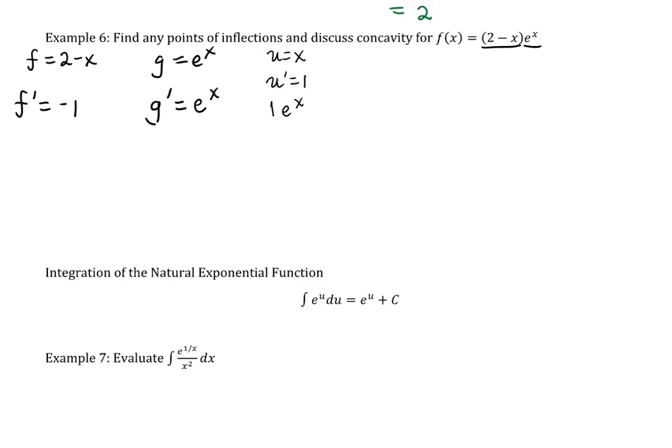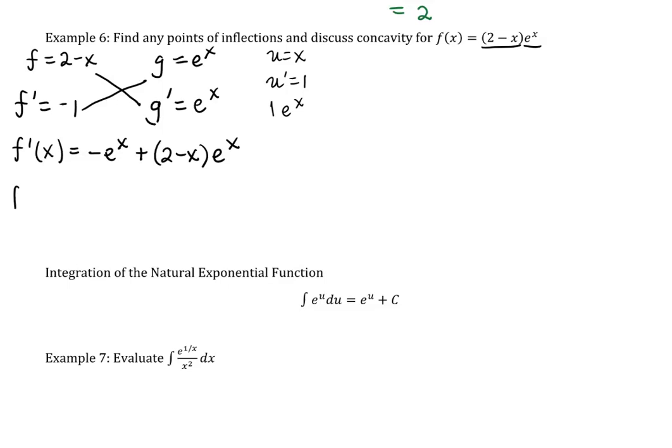So now that we have all 4 of those pieces, we can write our first derivative, f prime of x. So we have f prime g, which is negative 1 times e to the x, so that's a negative e to the x, multiplied by g prime f, and so we are adding 2 minus x multiplied by e to the x. So we have our first derivative.